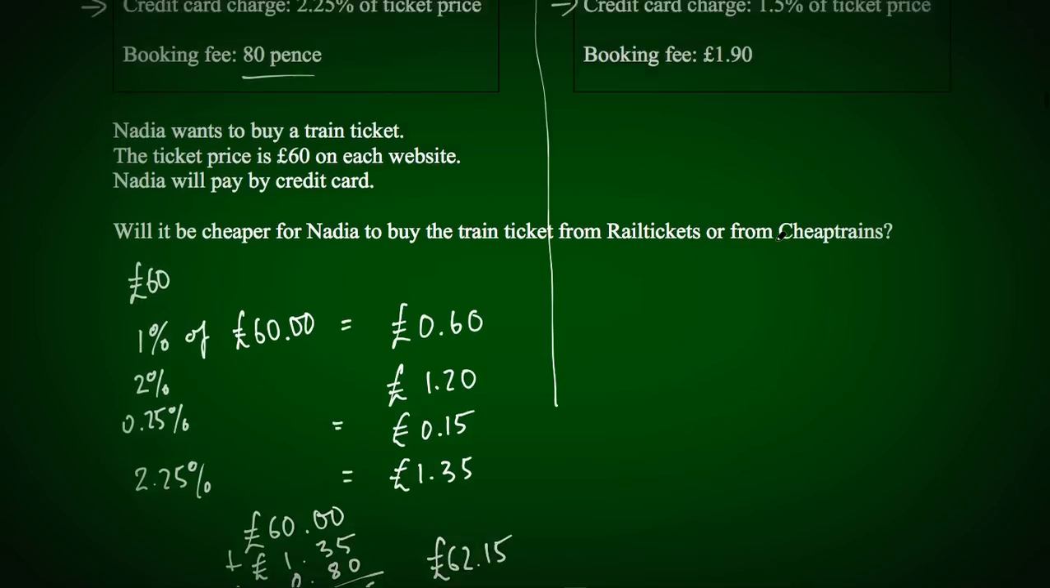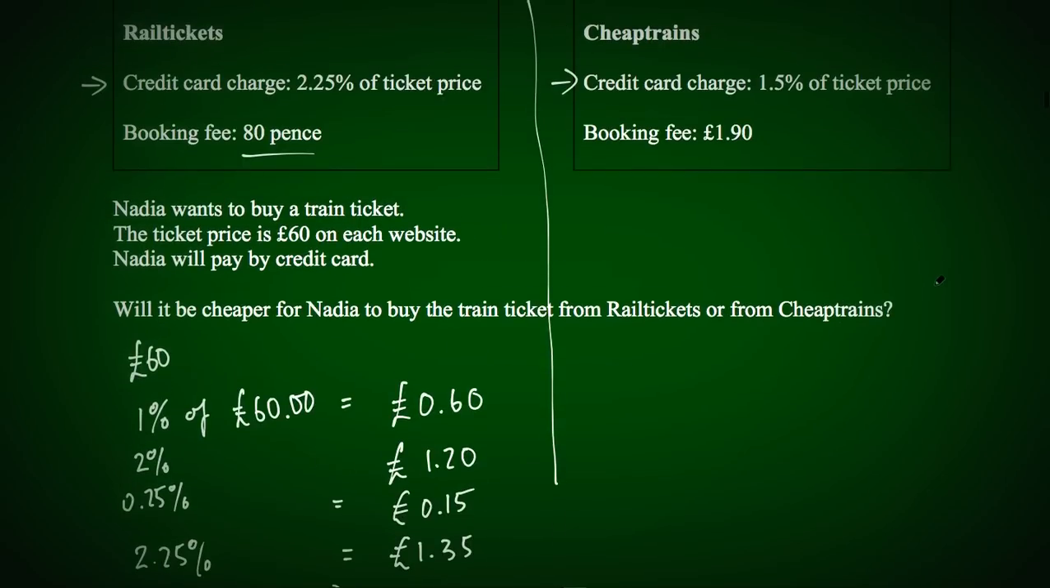Cheap trains, go back to the information here, we've got 1.5% of the ticket price, so £60. Again 1% is 60p, and 0.5% is 30p. So that is a charge of 1.5%, it's 90p.